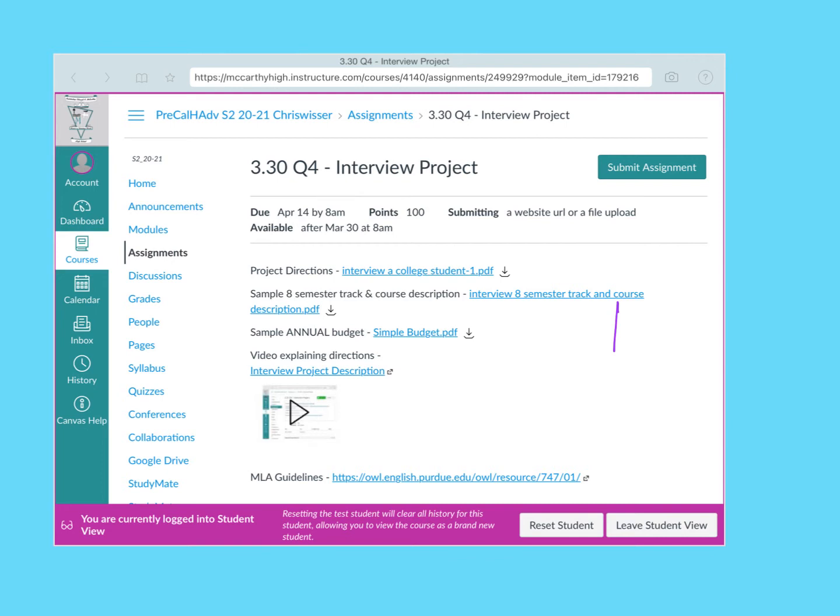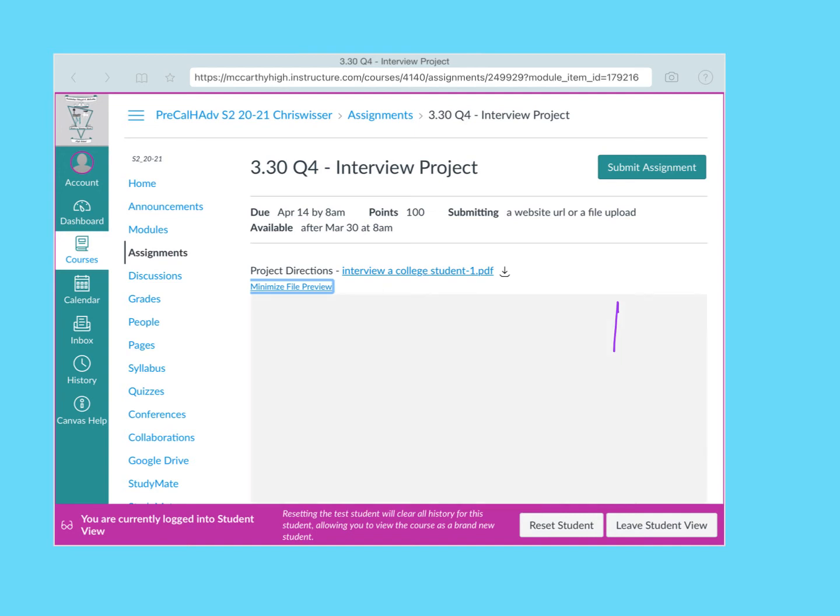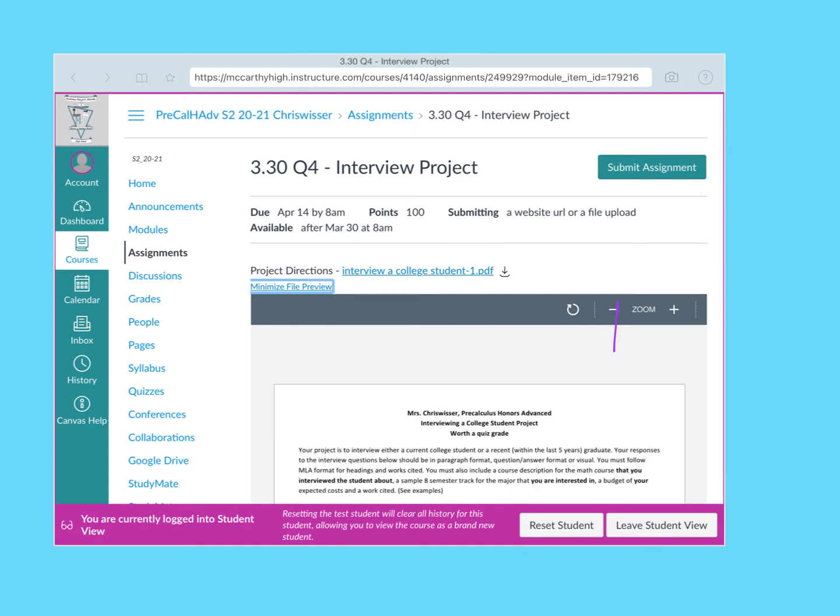So I'm going to go through the overall expectations, and then I'm going to show you a sample of the stuff that you're going to turn in. It's a whole different module. I just made it its own module. It'll say interview project module, okay? It is under modules, and it's going to be on your to-do list, but obviously it's not due until April 14th, so it's not there yet.